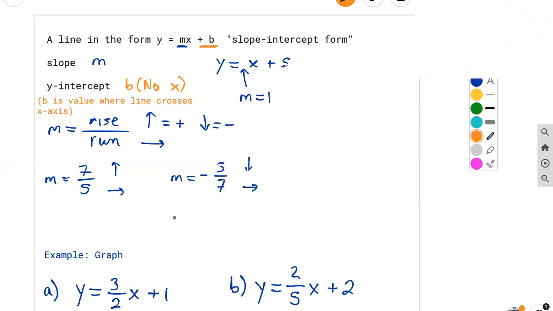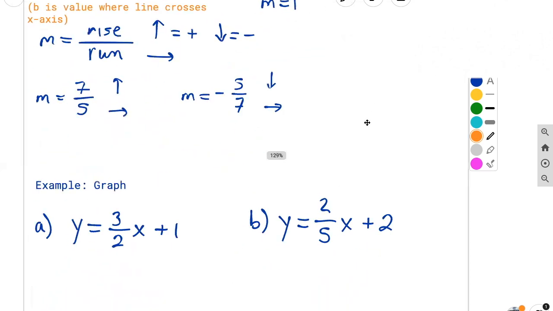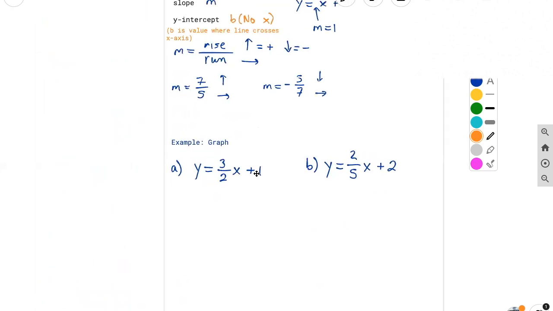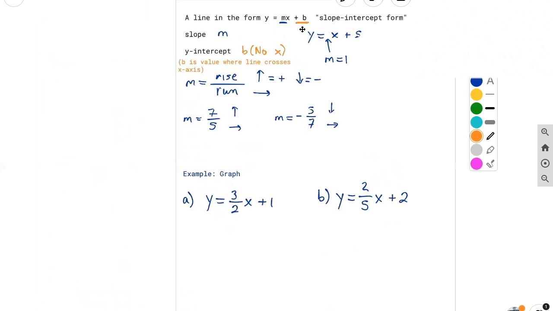I will do some examples, and I'm going to tell you that at some points you should pause the video, try some of the examples on your own, and then play it and see if you got the right answer. So just follow me for the first one. I want to graph this line right here. Y equals 3 over 2x plus 1. Y equals mx plus b.